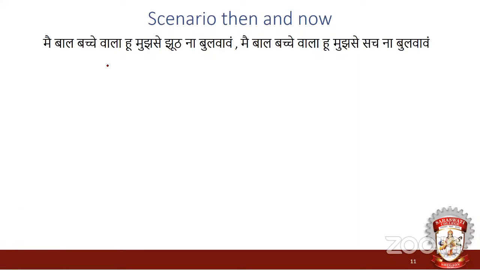somewhere around 1980. And this is, let's say, around 2024. These are the statements. Anybody can unmute or type in the chat. What's missing? Why this scenario? Kya farak hai do cheez? 20 saal pehle, 30 saal pehle, 40 saal pehle, hamara ye statement tha ki mujhse jhoot na bulwao. Aur abhi, aaj ke date mein hamara statement hai, saab, humare se sach na bulwao.